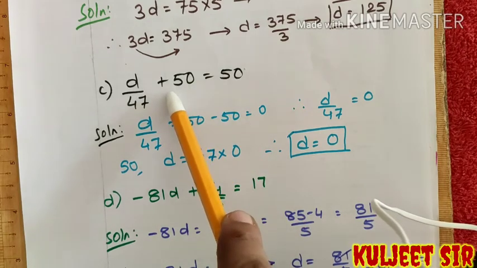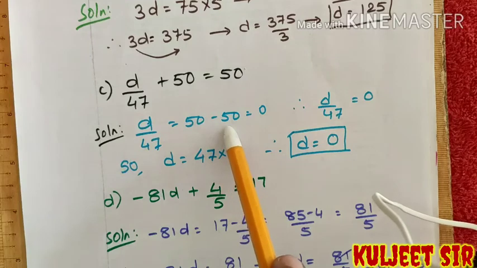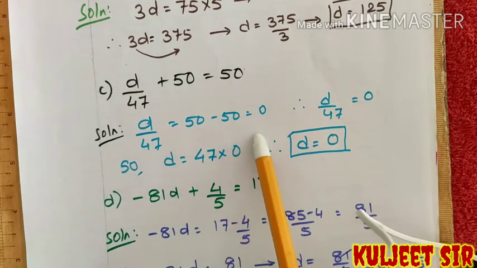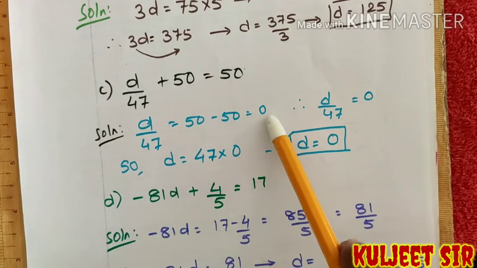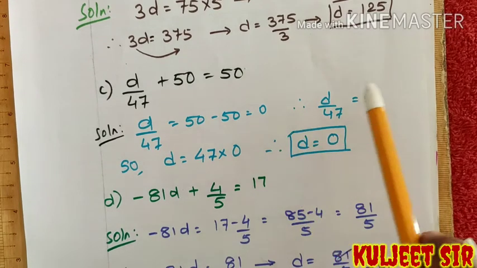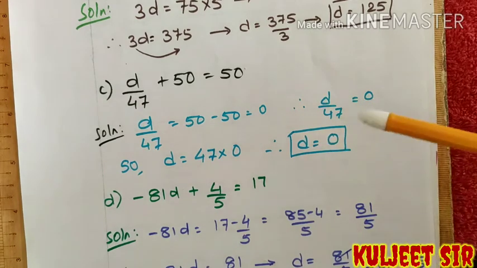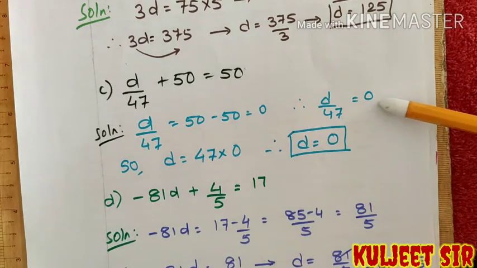And then I take this plus 50 on the other side of equal to. So I get minus 50. Now I subtract 50 from 50 and I get my answer as 0. So what is left with me on the left hand side? My variable D upon 47 remains as it is, and on the right hand side I have the 0 which I have got after subtraction.